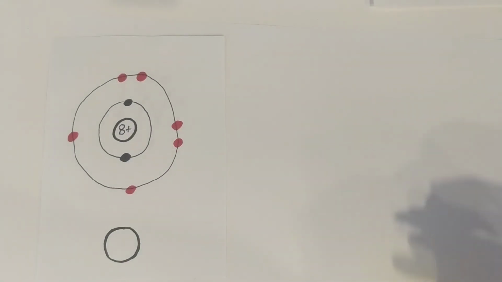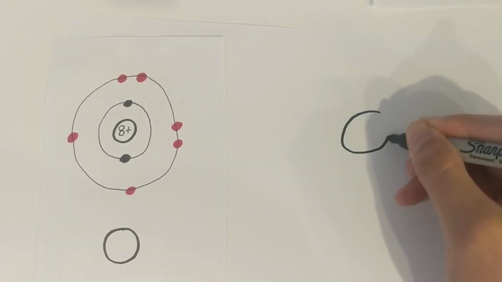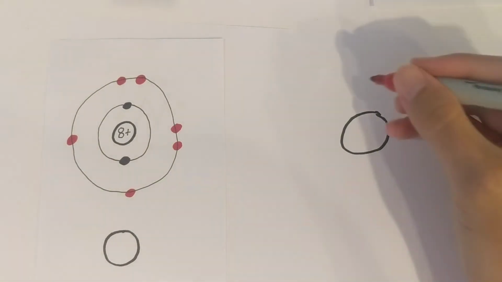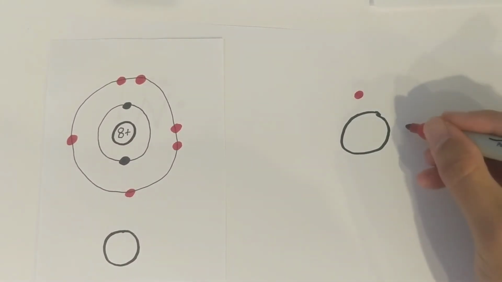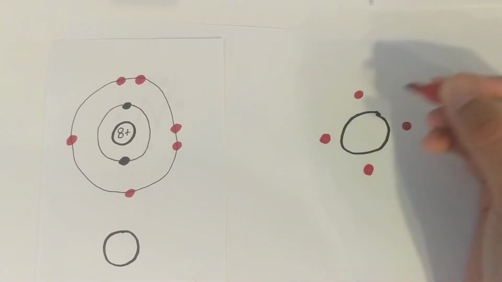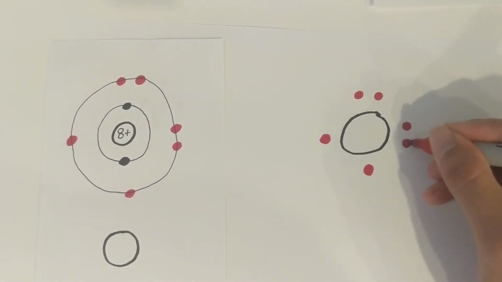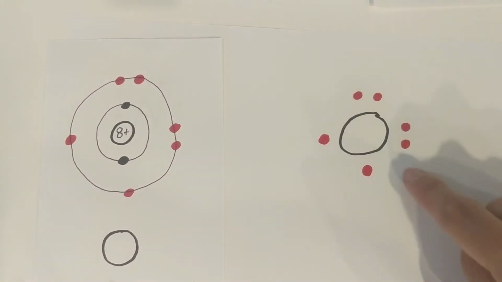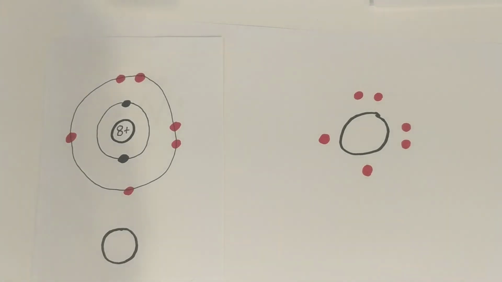Now if we wanted to draw oxygen, we would put the symbol down, and we have 6 valence electrons now. So let's draw 6 valence electrons around this. So we'd have 1, 2, 3, 4, 5, and 6. So that would be our Lewis dot diagram of oxygen, and you can kind of see how you got them nice and neat right around there.